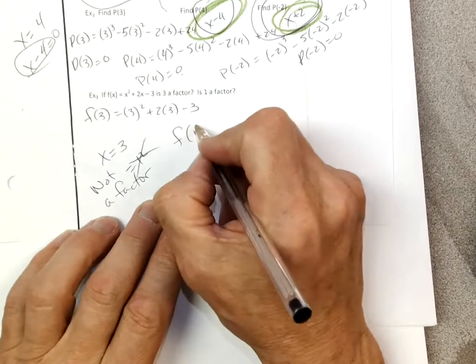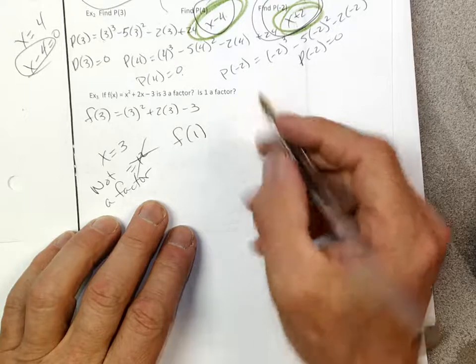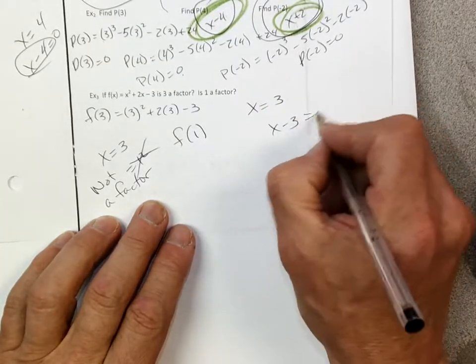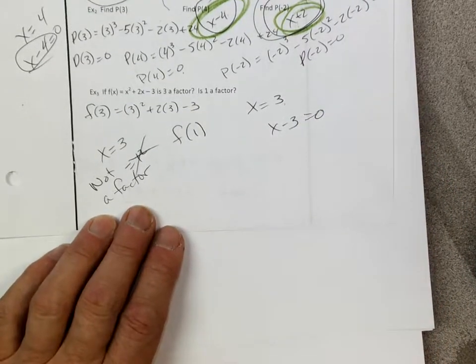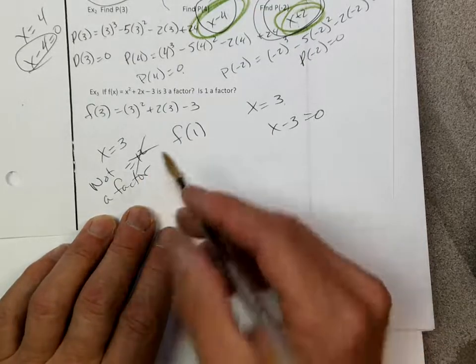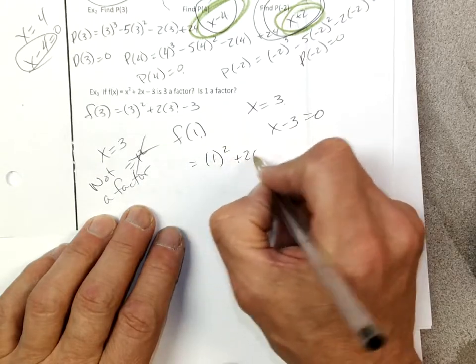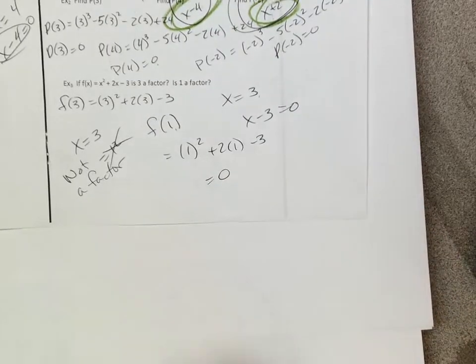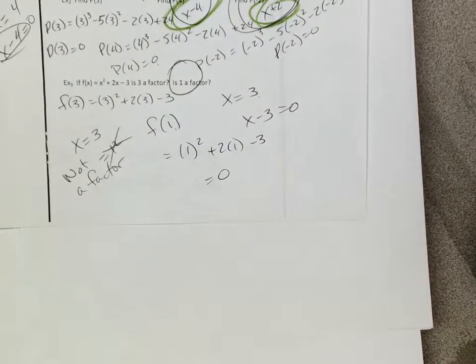Now what about the 1? Does x equals 3 just mean f of 3 equals 3? It's like x equals 3, which means it came from x minus 3 equals 0. Okay, let's check 1. So f of 1 is equal to 1 squared plus 2 times 1 minus 3. That equals 0. So what does that tell you? I got 0. It's a factor. Nice job, Angel. We know that 1 is a factor.